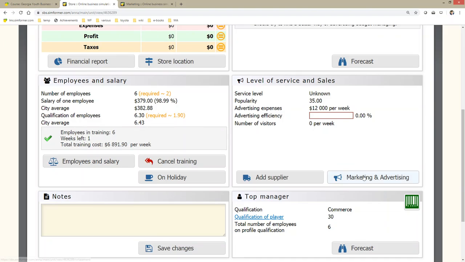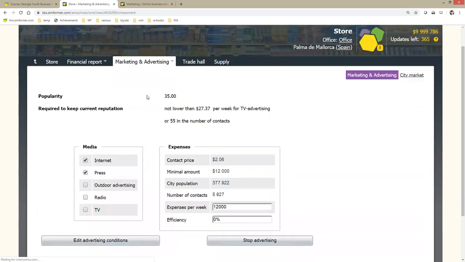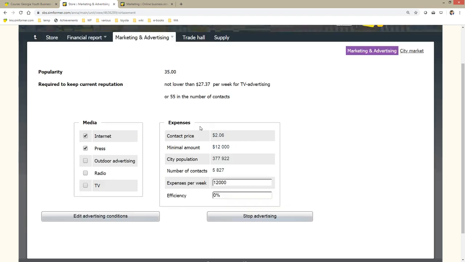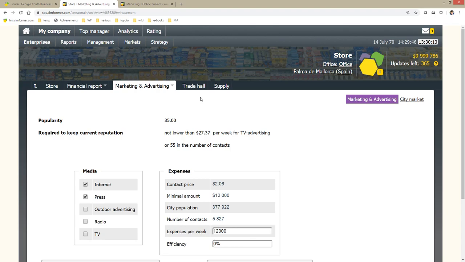Finally, the advertising can be chosen here as marketing and advertising, or in the upper tab here. So as you can see, there is a popularity as well as media channels and how we choose them, and how the minimum account increases, as well as city population and how much we cover them with the number of contacts. You can edit advertising conditions whenever you make a decision, as well as stop advertising depending on the situation.